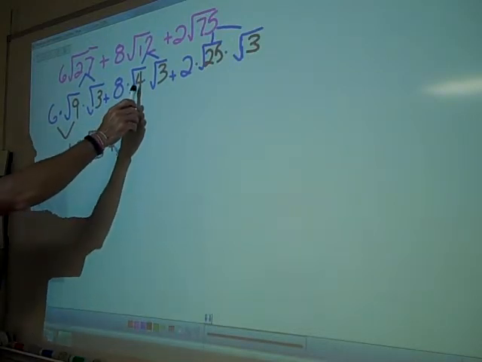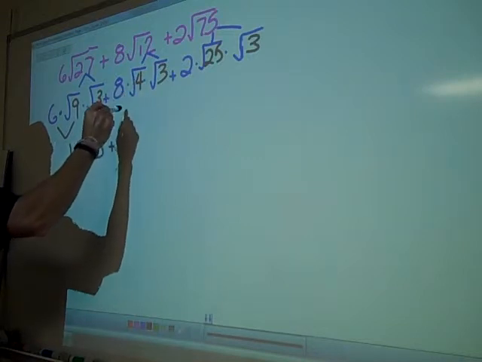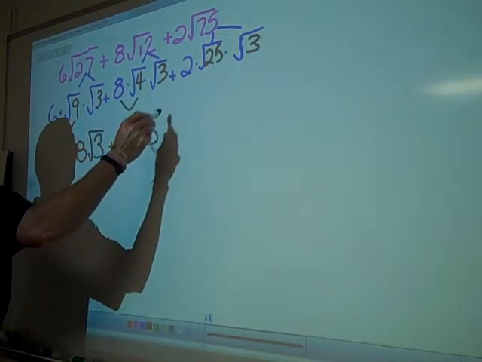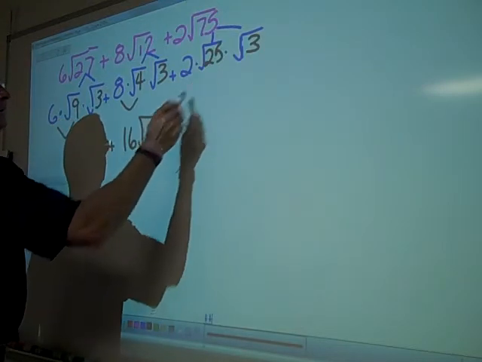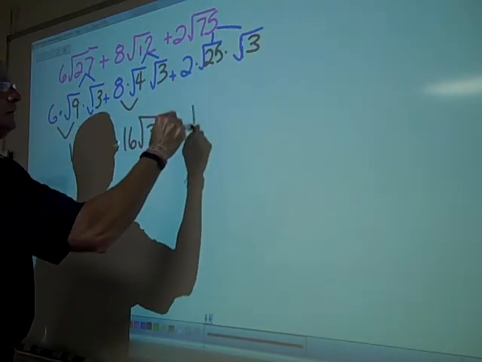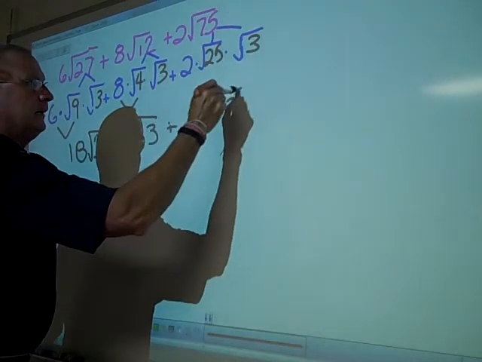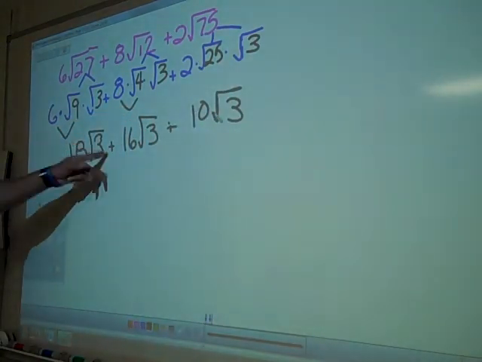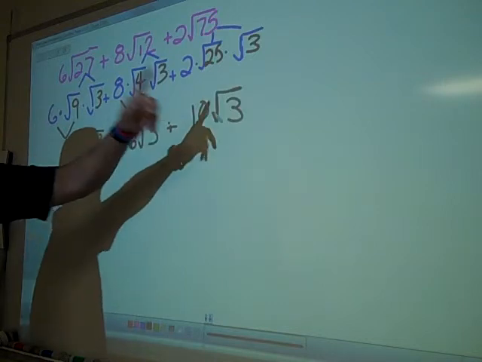Plus, square root of 4, anybody? 2 times 8? 16. Square root of 25? 5. 5 times 2? 10. So now we have 18 square root of 3 plus 16 square root of 3 plus 10 square root of 3.